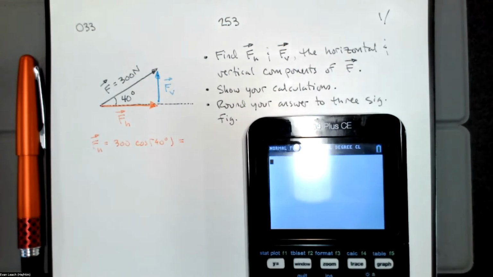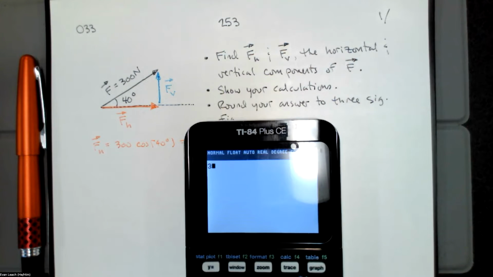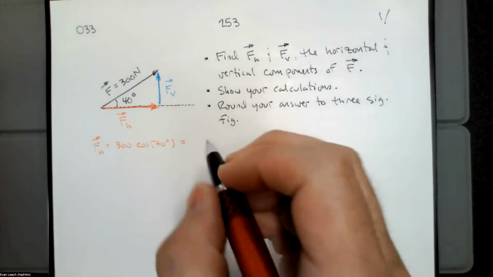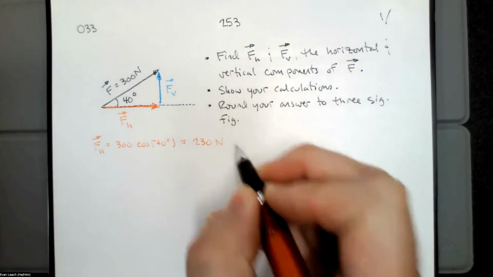So we just grab our calculating machine, make sure it's not directly under a light. And 300 cosine of 40 degrees is 229.8. It says to round our answer to 3 significant figures, so we'll call that 230 newtons.